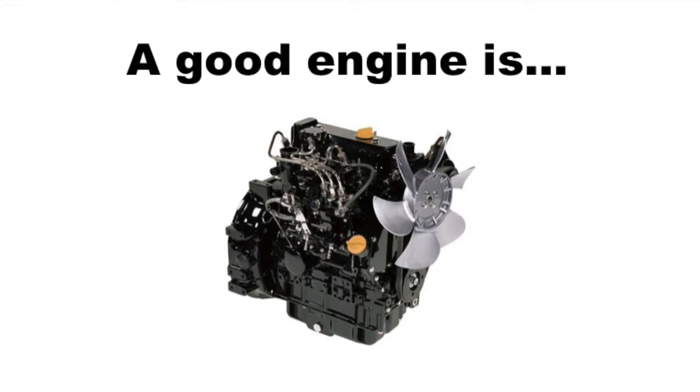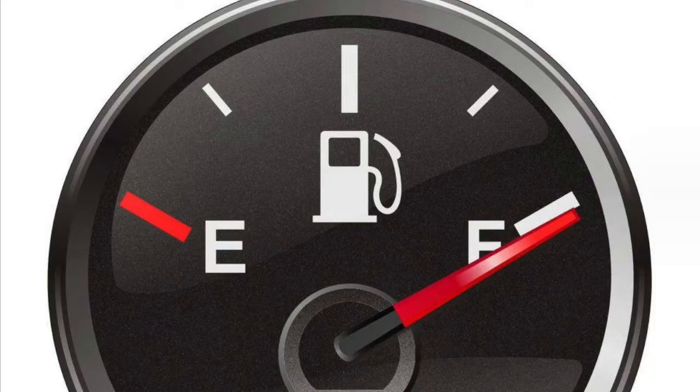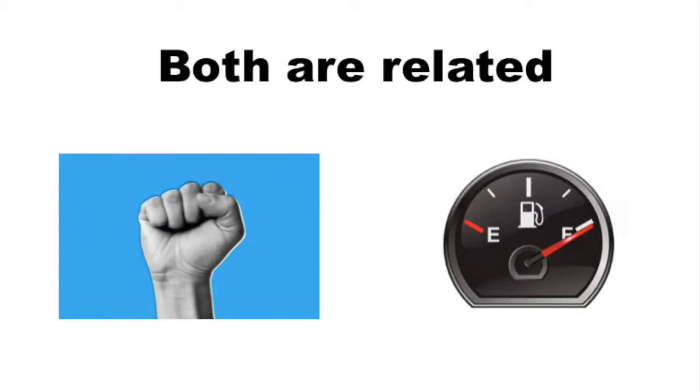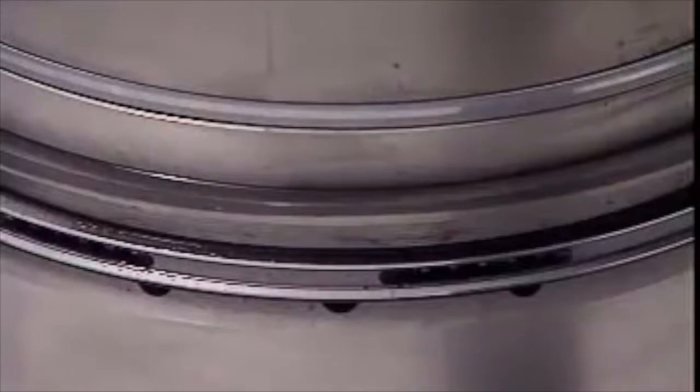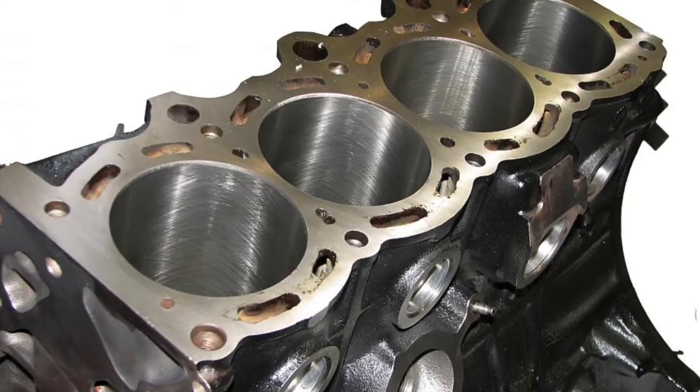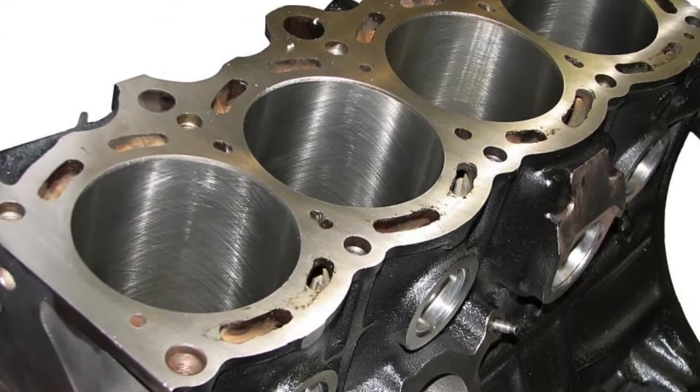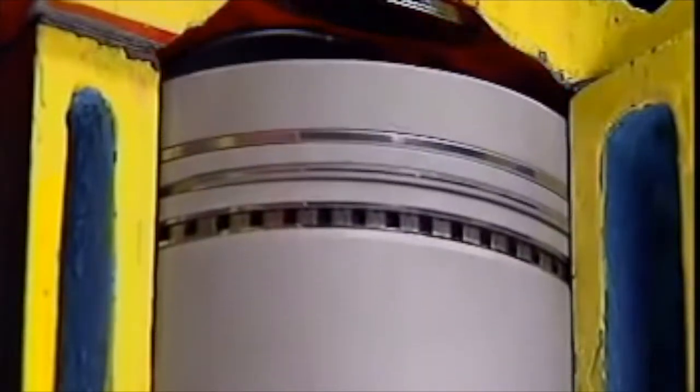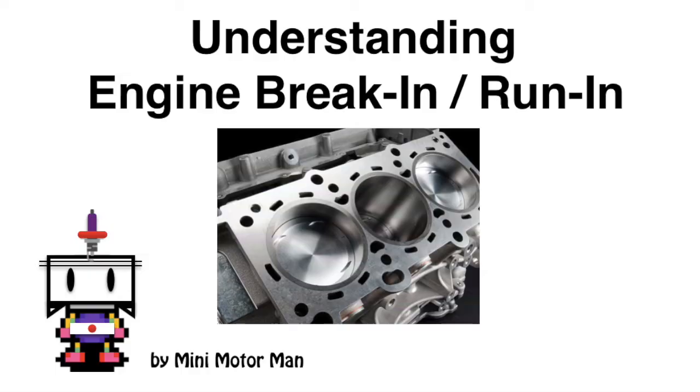A good engine is simply an engine that has A, good power for its size, that is, and B, low fuel consumption. Now interestingly, both these points are related to the exact same aspect of the engine, and that is the way the piston ring contacts the cylinder wall. I'm going to say that again. The way the piston ring contacts the cylinder wall. Why is this, you might ask?